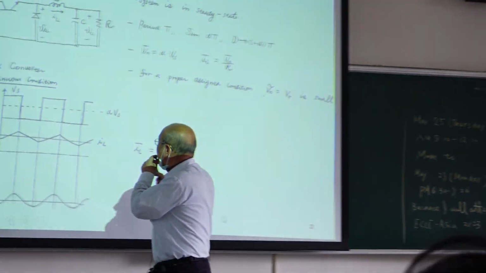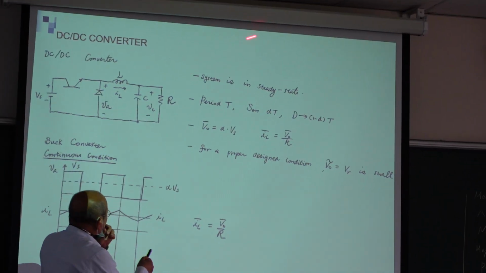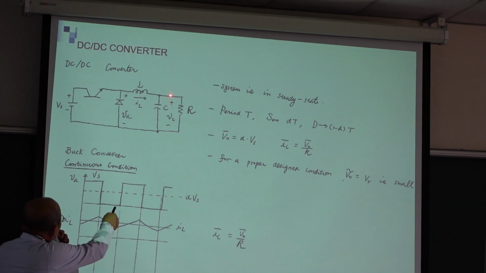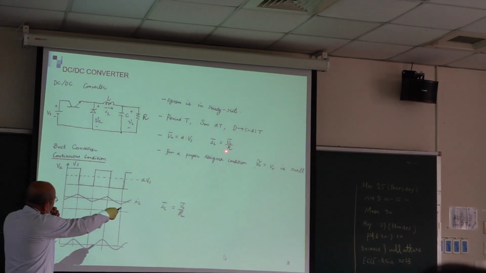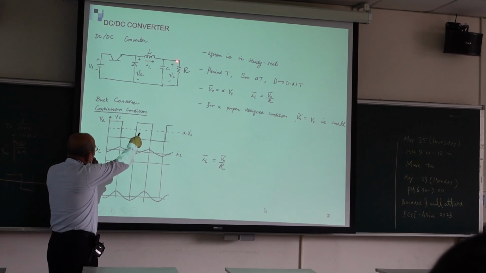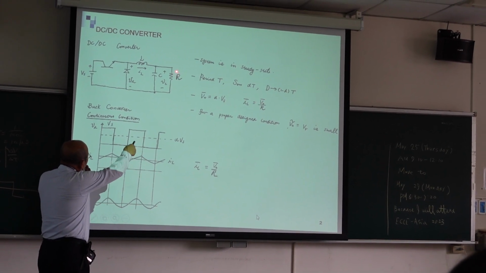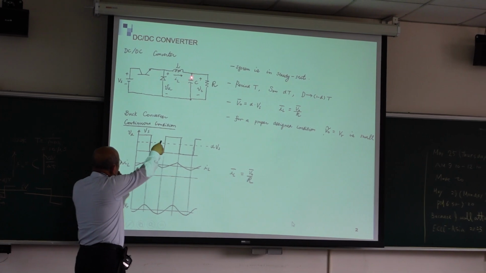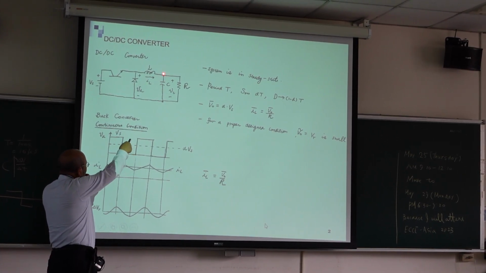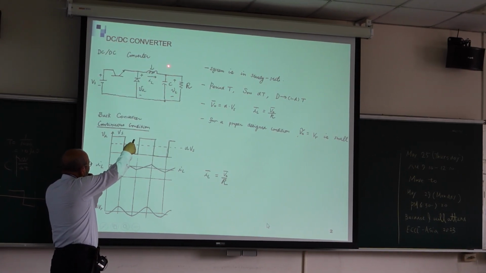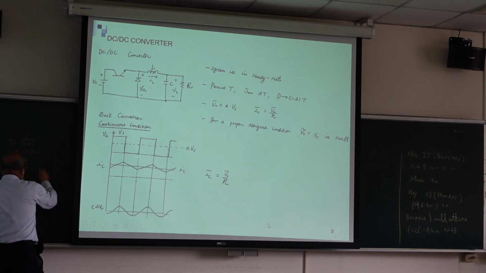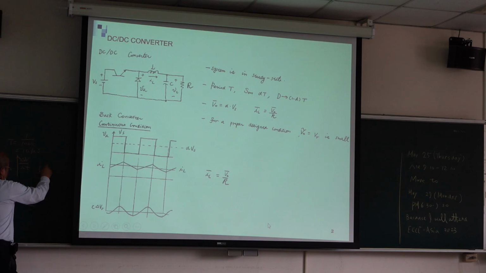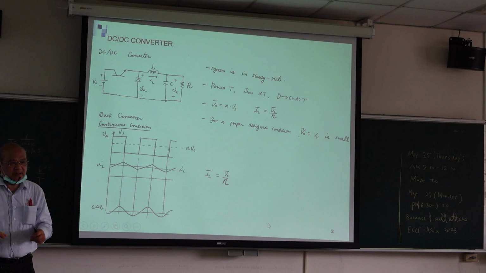So now we understand the fundamental idea. So what is the current? The current is output voltage divided by R. So this is Vo divided by R. How about this current? Does anybody have any idea about the average capacitor current? What is the average capacitor current?